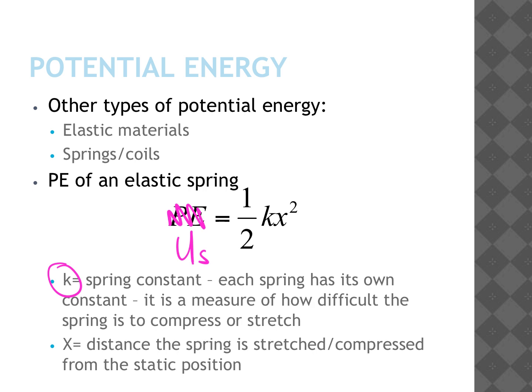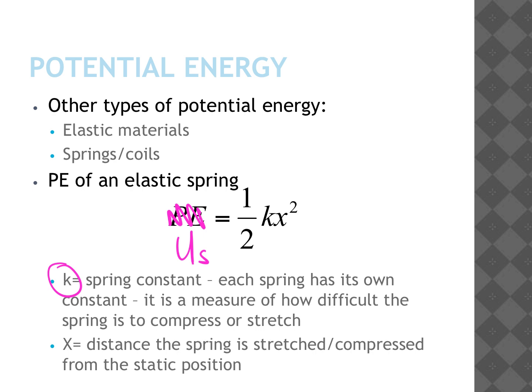What's the toy? Slinky. A Slinky has a very low spring constant. But shocks on your car, very high spring constant, right? So spring constant depends on how springy it is, how much force is required to displace it. And then X is the distance that the spring has been stretched or compressed from its static position.